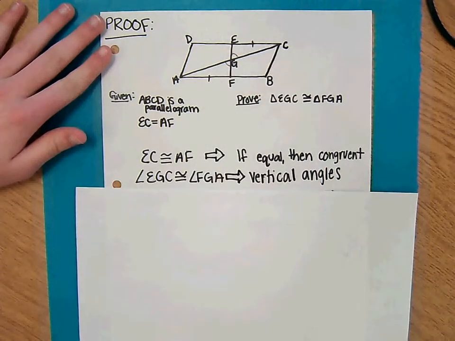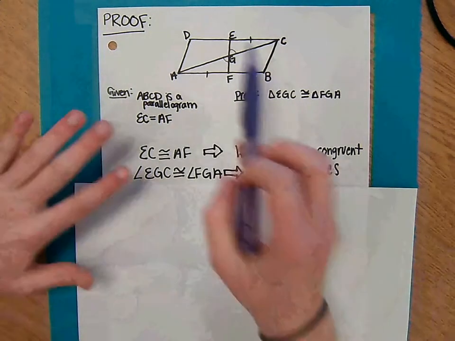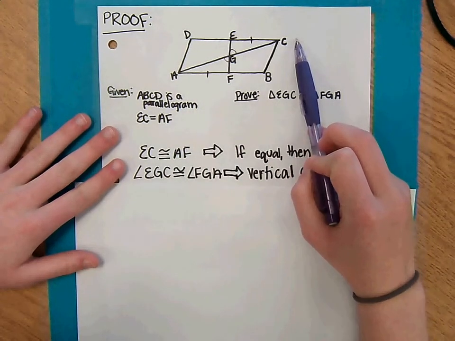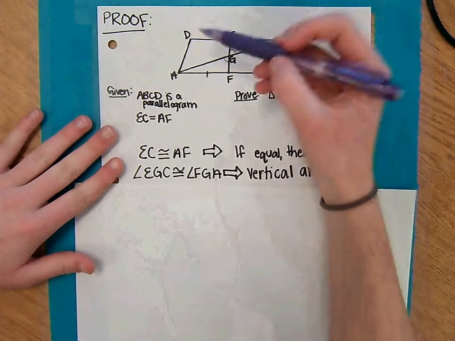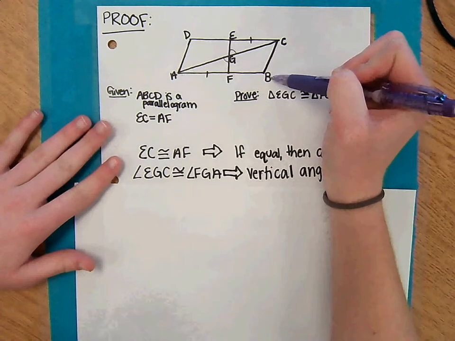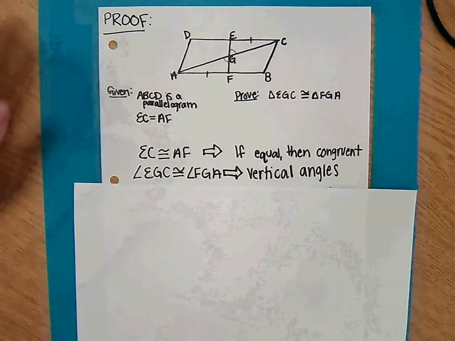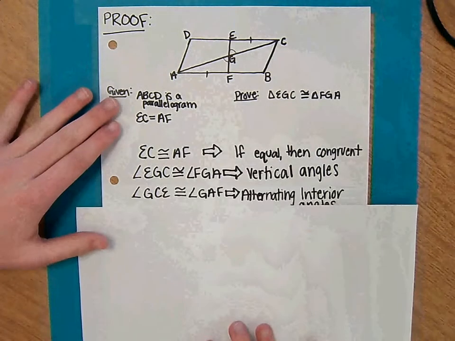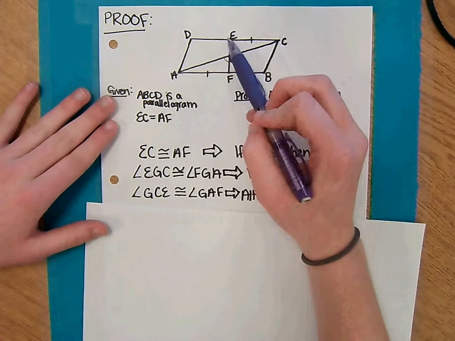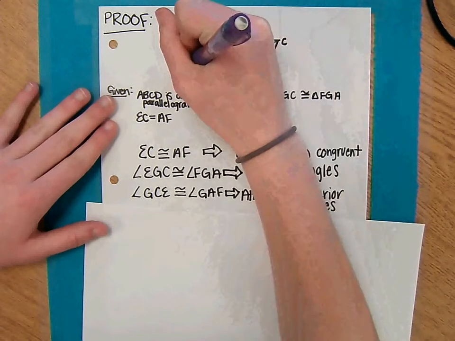Alright, next step. So properties of the parallelogram. Opposite sides are parallel. And then you have a line going through it like that. So the angle DCA and angle CAB, those are considered alternate interior angles, which you learned when you did parallel lines and lines intersecting the parallel lines. So you can use that as a reason to make GCE congruent to GAF. Just like that.